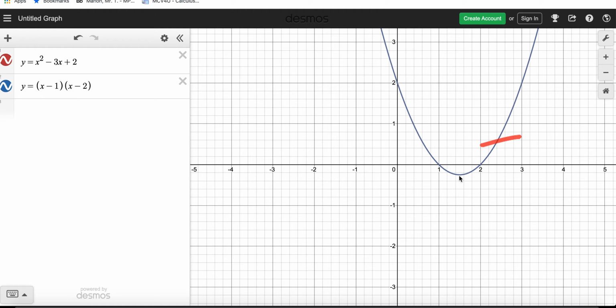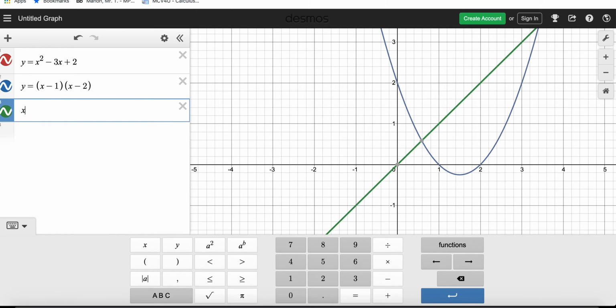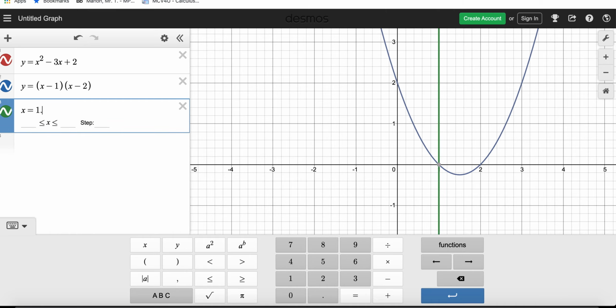Divide that by 2, you get 1.5. That's the axis of symmetry. After the axis of symmetry, let me first just graph it. X equals 1.5. That's the line x equals 1.5. It's just a line that is in the middle between any 2 points that are on the same level.